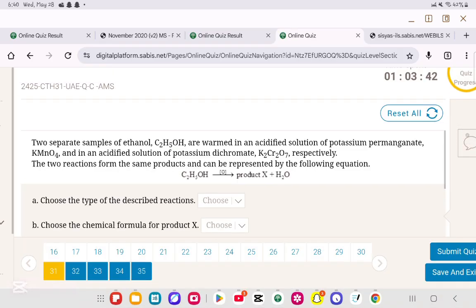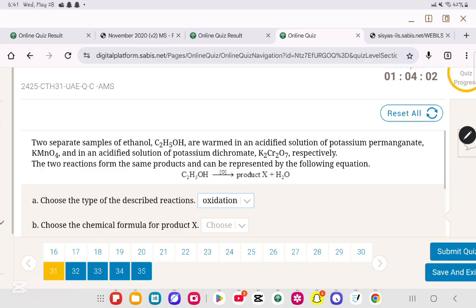We move on to question number 31. Very simply, choose the type of reaction described above. So what's happening over here is the process of oxidation. How do you know? Whenever you see this over here, whenever you see the O on top, you will know that it is oxidation.